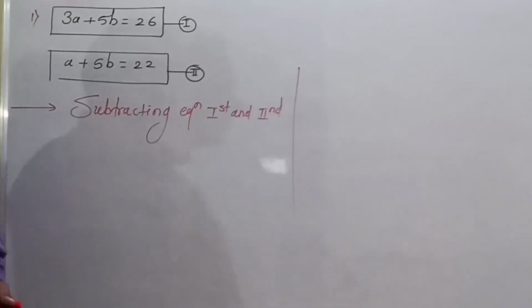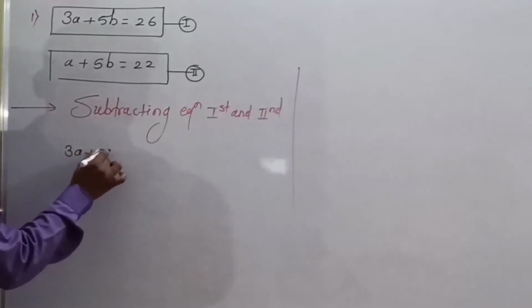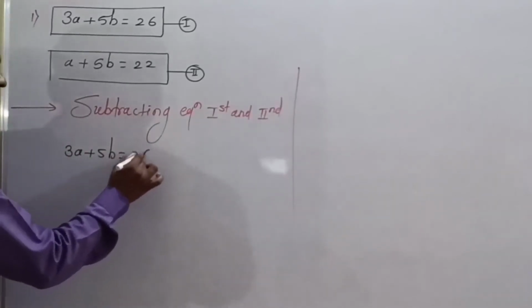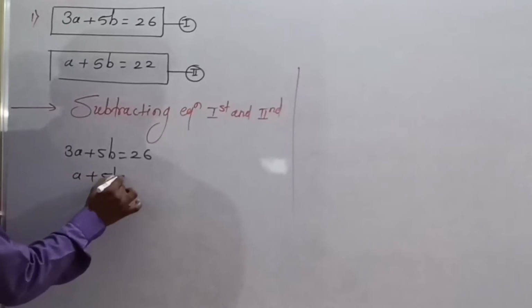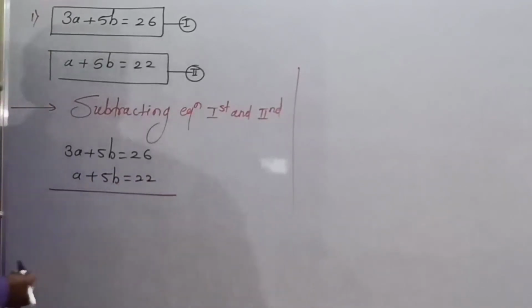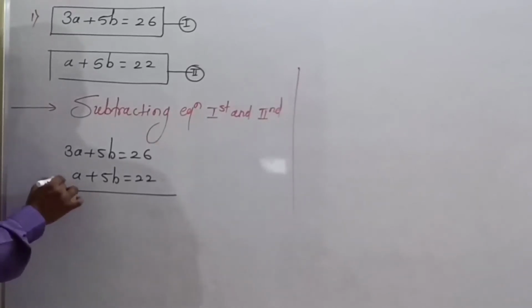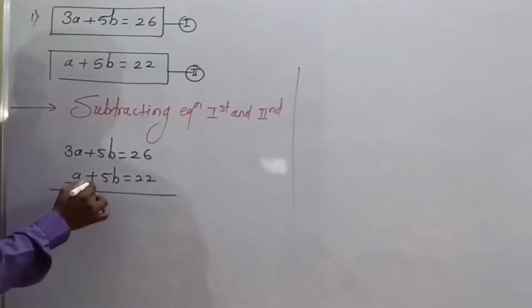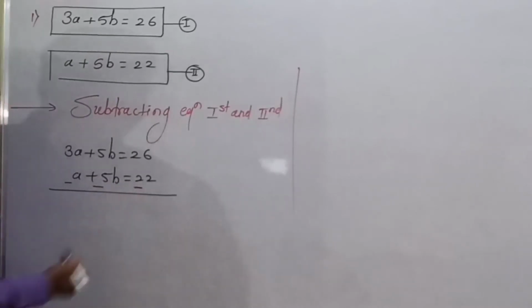So let's write down both equations again over there. That is 3a plus 5b is equal to 26, and the second equation is a plus 5b is equal to 22. Done. Now subtraction means that all signs of the second equation will be changed. So this a plus will become minus, this plus will become minus, and this 22 will become minus. Now this is a subtraction.